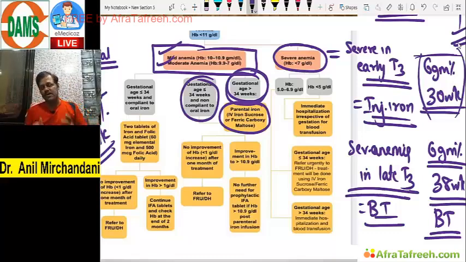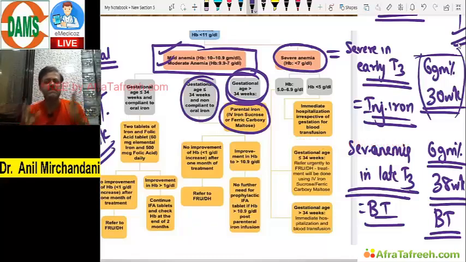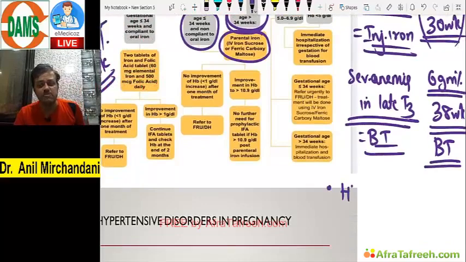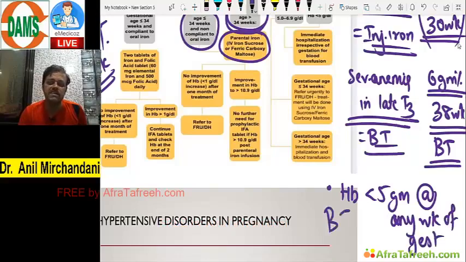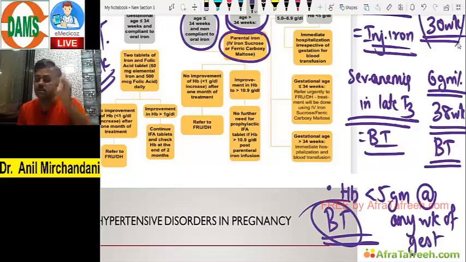So this is about clinical scenarios, clinical vignettes, which will be asked in the exam, and you should know what your right answer approach should be. Hemoglobin 6 gram%, 38-week gestation, blood transfusion is the right answer. One exceptional thing, my dear friends: if a patient has HB less than 5 gram% at any week of gestation, your only answer is blood transfusion and nothing else.